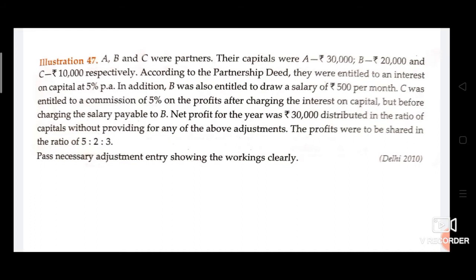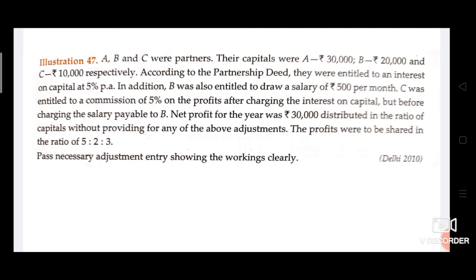Next problem. A, B and C were partners. Their capitals were A 30,000, B 20,000 and C 10,000 respectively. According to the partnership deed, they were entitled to an interest on capital at 5% per annum. In addition, B was also entitled to draw a salary of rupees 500 per month. C was entitled to a commission of 5% on the profits after charging the interest on capital, but before charging the salary payable to B.